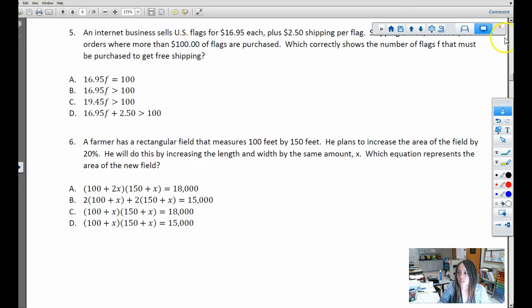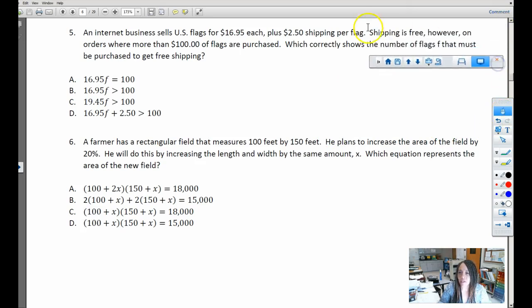Cancel. So you can see the question behind here. Okay. Oh, look, free shipping, however, on orders more than $100 of flags are purchased. Okay, so this question is saying you're going to buy some flags online. They're $16.95 each. The first thing that I know to do is write down that number, $16.95.